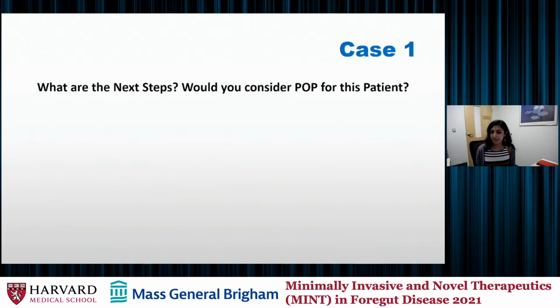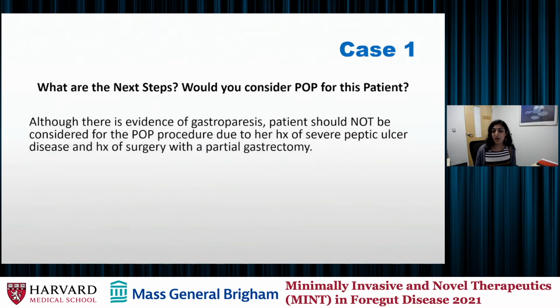So what are the next steps? Would you consider POP for this patient? So although there is evidence of gastroparesis, this patient shouldn't be considered for a POP because she does have a history of severe peptic ulcer disease, and she does have a history of a partial gastrectomy.